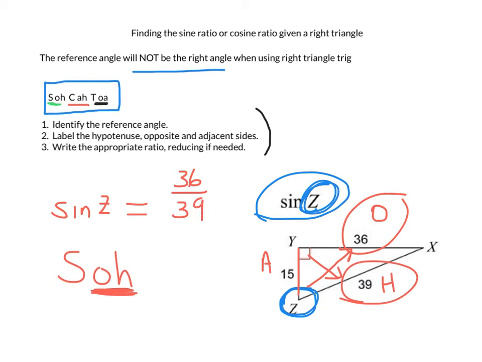This should be my answer right here, but as a math teacher, it comes to my mind really quickly that 3 goes into both of those numbers. So I need to reduce this answer. 36 divided by 3 gives me 12, and 39 divided by 3 is equal to 13. So the sine of angle z is 12 over 13, and that is what they're looking for as an answer. They want that reduced fraction.